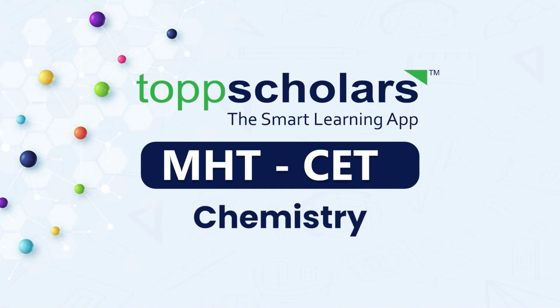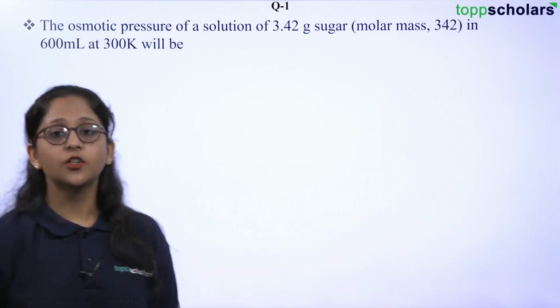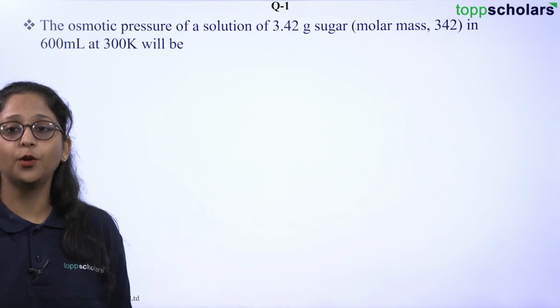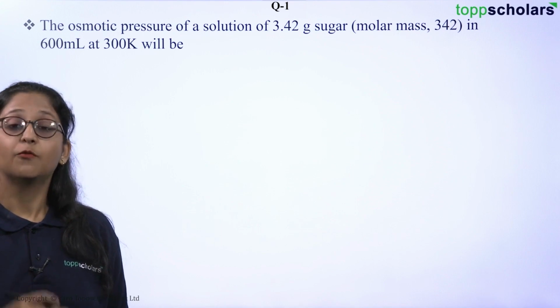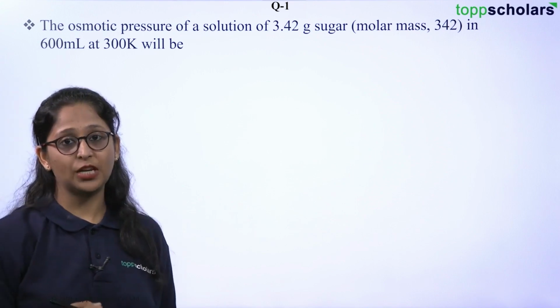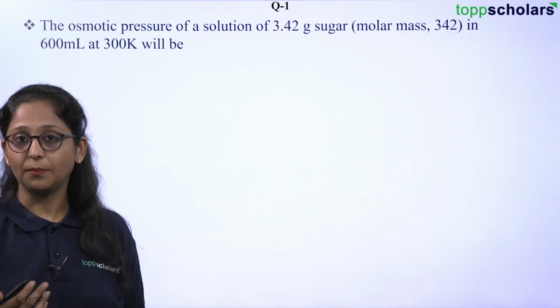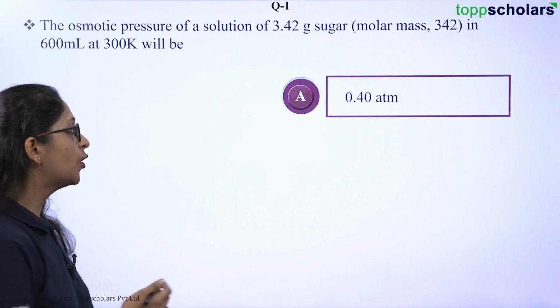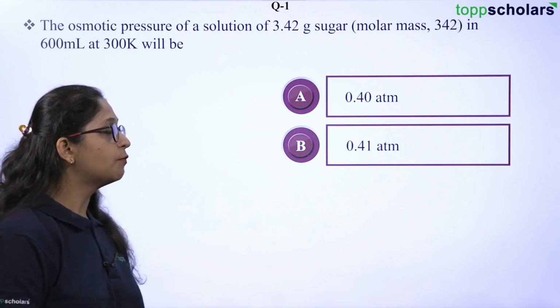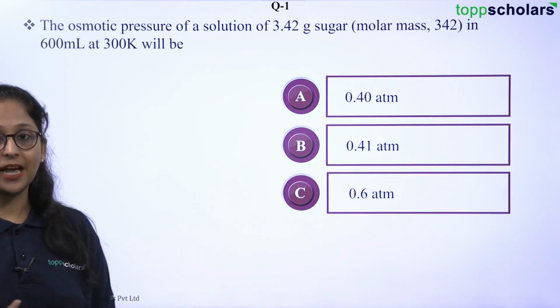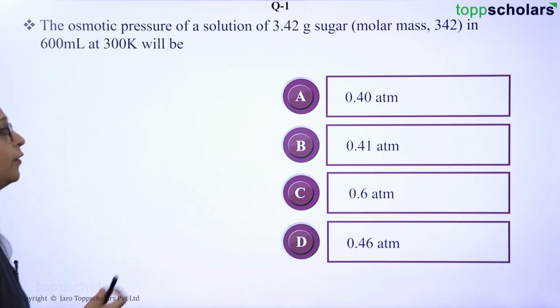Today we are going to solve a few questions which will help you in your MHT-CET examination for the subject of chemistry. So here children, the osmotic pressure of the solution of 3.42 grams of sugar, which is having the molar mass of 342 in 600 ml at 300 Kelvin will be option A 0.40 atmosphere, option B 0.41 atmosphere, option C 0.6 and option D here is 0.46.